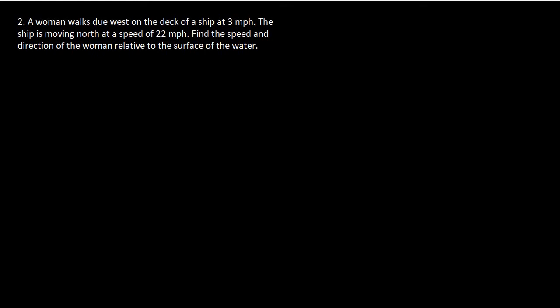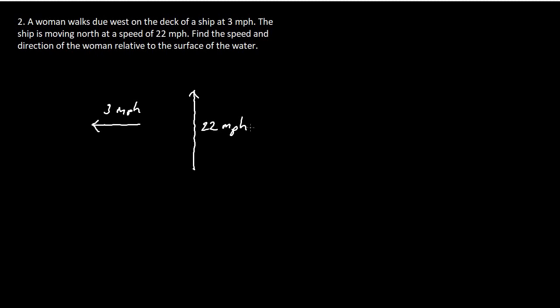So here let's draw two vectors. Let's draw a vector of the woman walking due west on the ship, and let's draw a vector of the ship moving north. So a woman walking west on a ship is going to look something like this, and she's going at 3 miles per hour. And so a ship is moving north, and this is going to be a much bigger vector because it has a much bigger magnitude of 22 miles per hour. And so we have to find the speed and direction of the woman relative to the surface of the water.